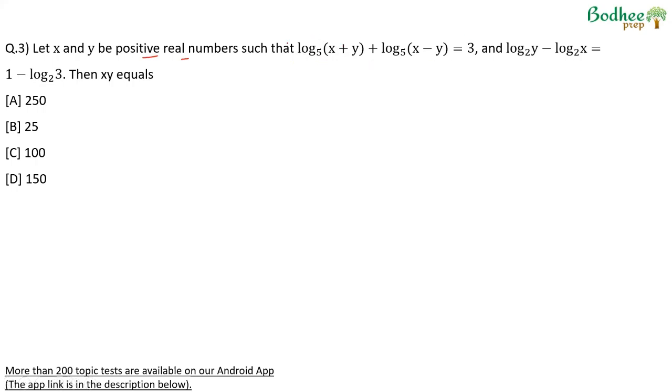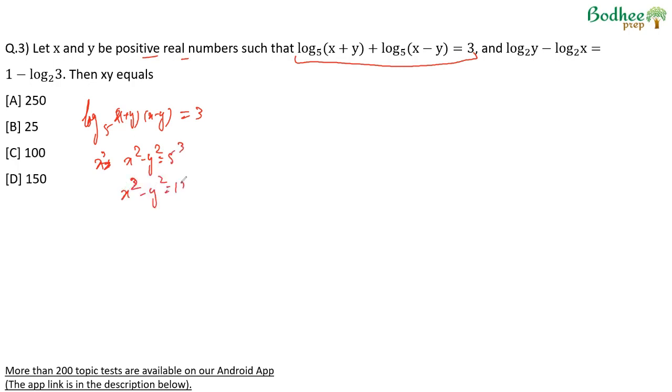Log of a plus log of b is equal to log of a into b. So we can write this as log of x plus y into x minus y to the base 5 is equal to 3. This means 5 cube. X plus y into x minus y, which is x square minus y square, is equal to 5 cube, which means x square minus y square is equal to 125.